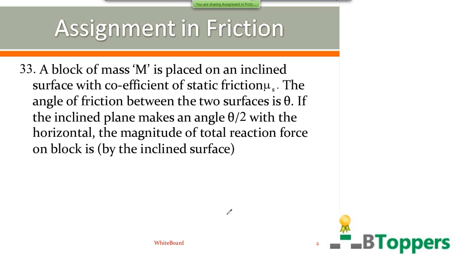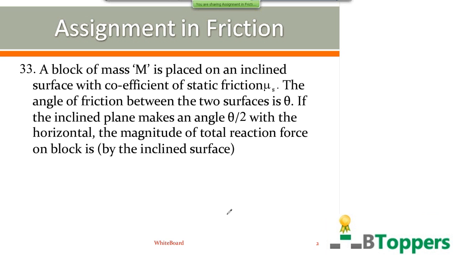Next, you see the question number 33. Block of mass M is placed on an inclined surface with coefficient of static friction μs. The angle of friction between the two surfaces is theta. The inclined plane makes an angle theta by 2 with the horizontal. The magnitude of total reaction force on the block by the inclined surface is.